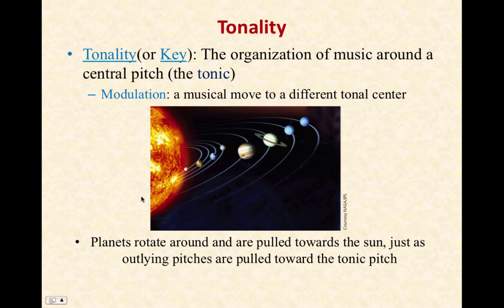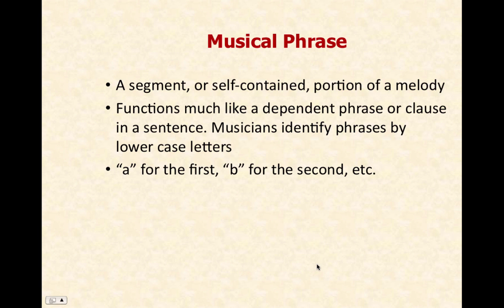Planets rotate around and are pulled toward the sun in an orbit. Pitches are pulled toward the tonic pitch. They want to resolve. So let's call that B. Now this is completely different.